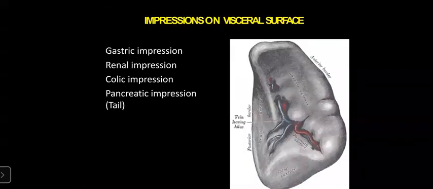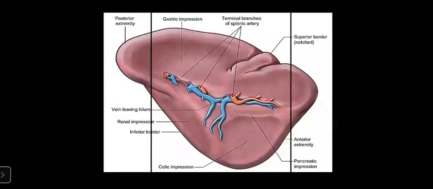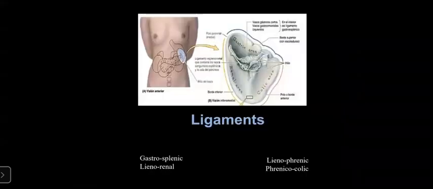The visceral surface has impressions on its margins: the gastric impression, renal impression, colic impression, and pancreatic tail impression. This picture shows the impressions clearly: colic, pancreatic, renal, and gastric. We have 2 angles, the anterior basal and posterior basal angles.